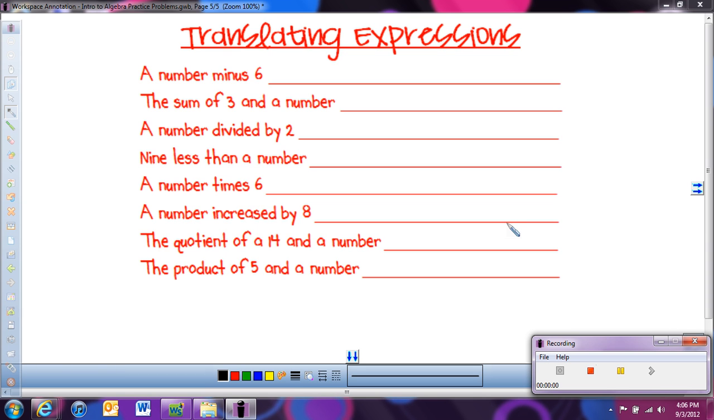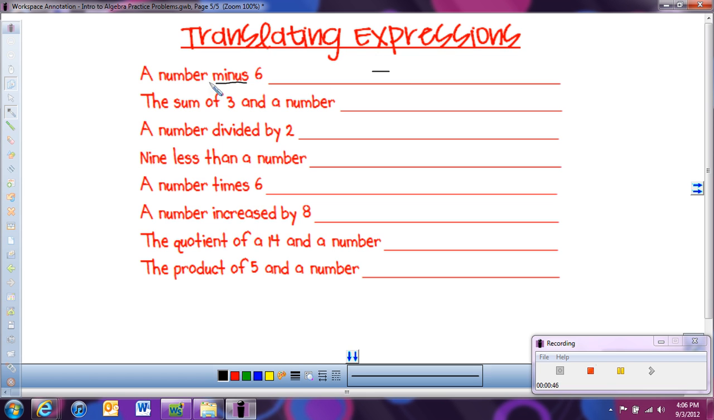And so whenever we're trying to translate expressions, the first thing that we need to look for is a key word in that sentence that's going to tell us what operation we're trying to do. So if I'm looking at this first one up here, it says a number minus 6. The key word in this sentence is minus. And we need to know that the word minus means subtract. In math class today, you might have done a worksheet, you might have done a little booklet, something where you learned all the different words and what operation they went with. So you'll want to have that handy as we're going through this if you're not sure what those words stand for. But in this case, minus means subtract.